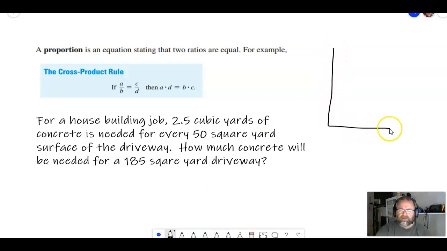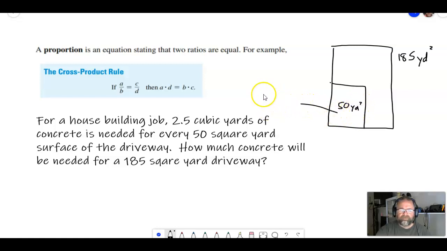So I'm just going to draw an arbitrary driveway. And I know that this entire driveway here is 185 square yards. And I can write that as yards with a little 2. That means square yards. And I also know that for every 50 square yards, so some portion of this that we're going to call 50 square yards, I'm going to need 2.5 cubic yards of concrete.